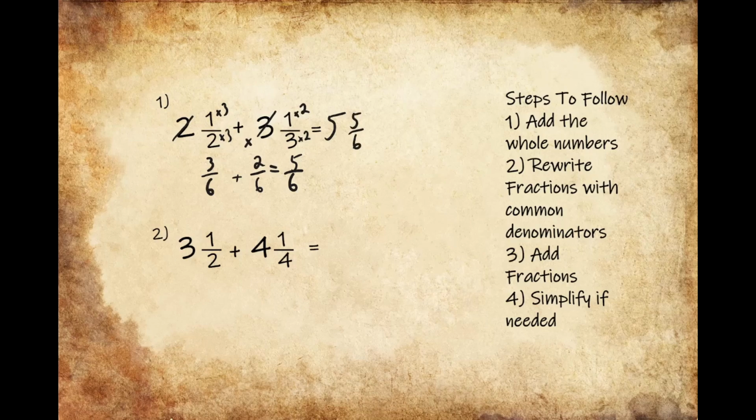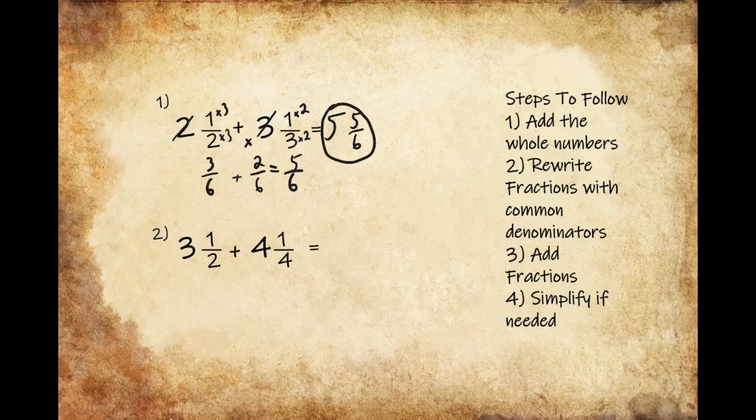So our last step is to simplify the fraction if needed. And looking here, I know that there's no common factor between 6 and 5 other than 1, so we know that this answer is written in its lowest possible terms. So 2 and 1/2 plus 3 and 1/3 gives us 5 and 5/6.